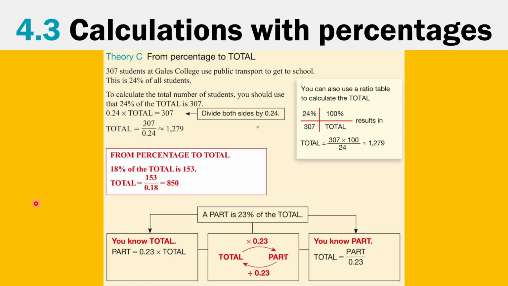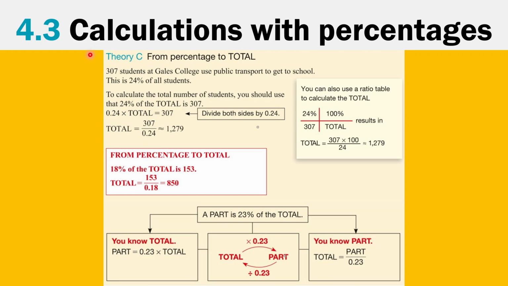Hello everyone, we're going to discuss the last theory part, theory C, from paragraph 4.3, calculation with percentages. This is really the part that discusses what we should do if we know a certain total. For example, 307 students at Gills College use public transport to get to school. This is 24% of all students.